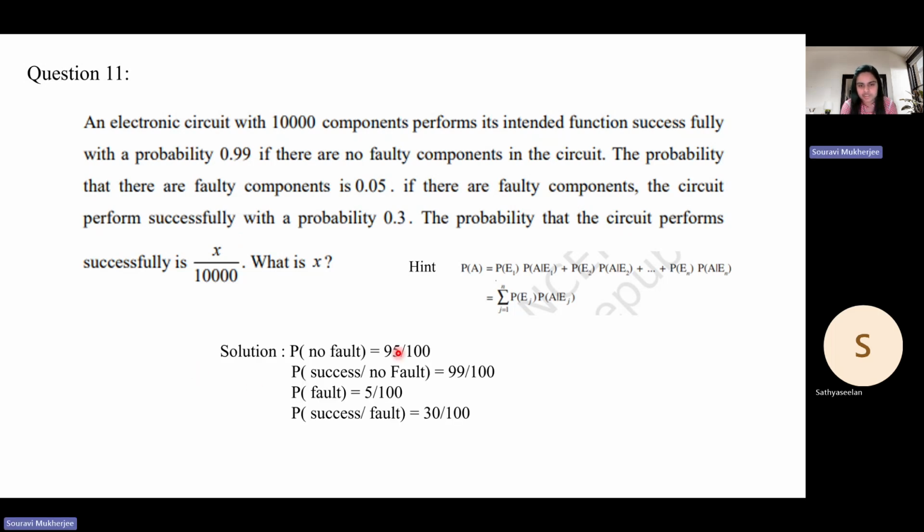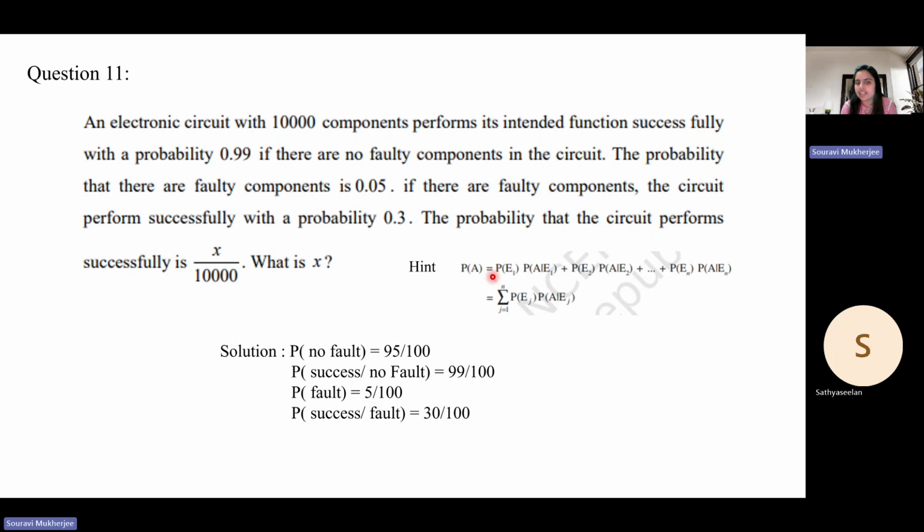See, the probability of no fault is 95 by 100 because the probability of having faulty components is 0.05. So probability of fault is 5 by 100, no fault is 95 by 100. The success rate when there is no fault is 99 by 100. The success probability when there is a fault is 0.3, which is 30 by 100. So now you can define this as E1, this as E2. This is A when E1 has happened. This is A when E2 has happened. So you know all the four terms required here.